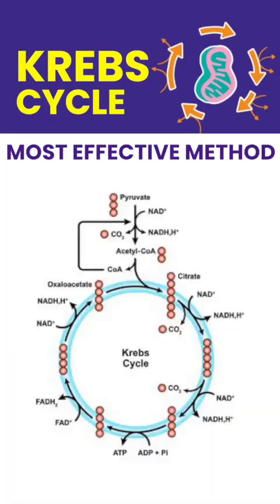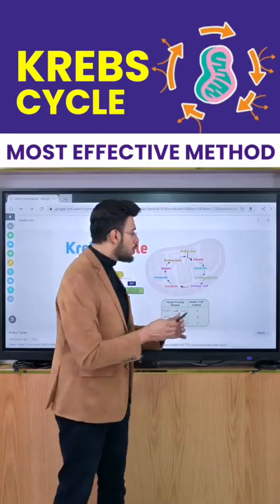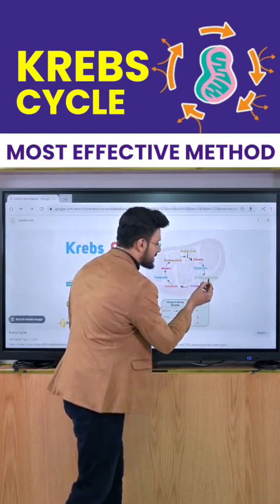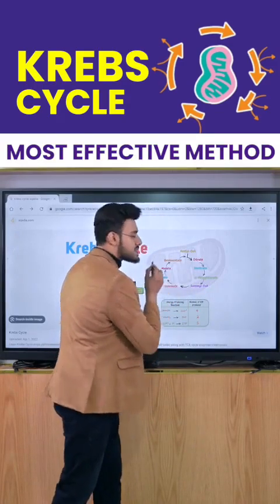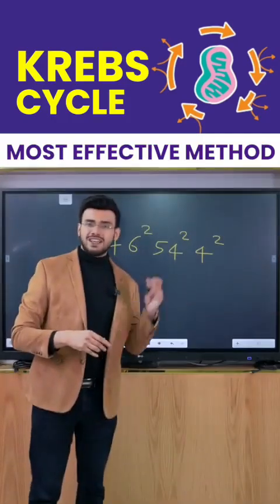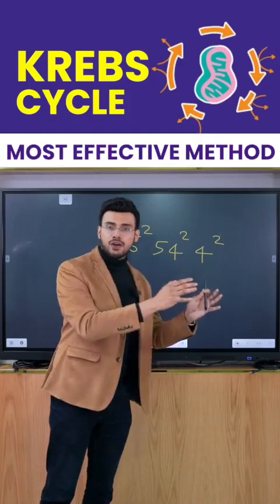You have to remember where NADH2 is producing, where FADH2 is producing. These are some of the questions you can expect. So you have to number it. So this is the first step, this is the second step, this is the third step, this is the fourth step, fifth step, sixth step, seventh step, eighth step. Then only the following mnemonics will help you to crack the exam. So this mnemonic you have to remember. 4, 6 square, 5, 4 square, 4 square.